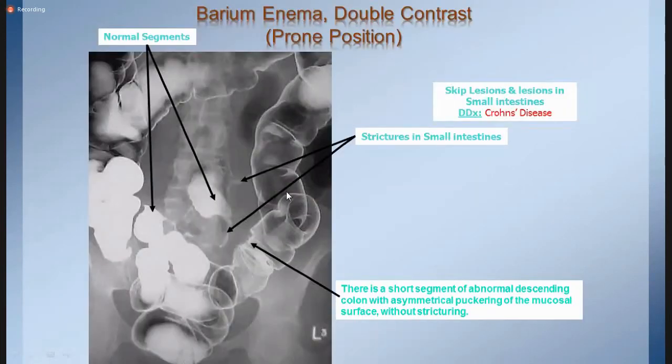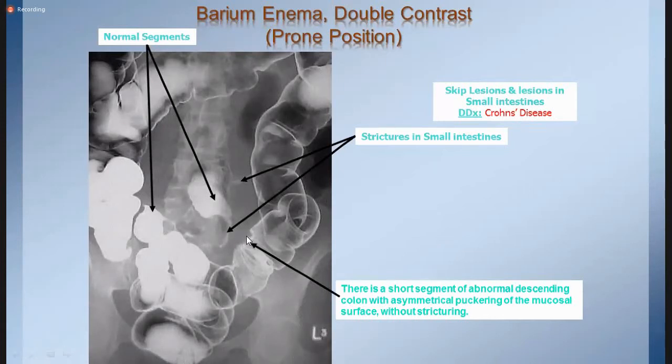So now coming to the abnormal examinations. So this is barium enema double contrast study, demonstrating multiple, at least two segments of bowel narrowing, here, one here and another one here, representing the bowel strictures with mucosal irregularity and puckering along the sigmoid colon.